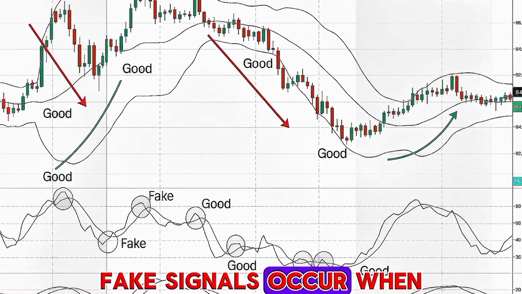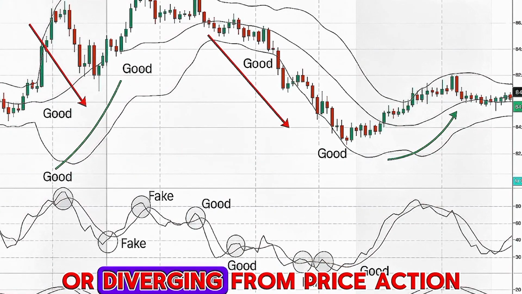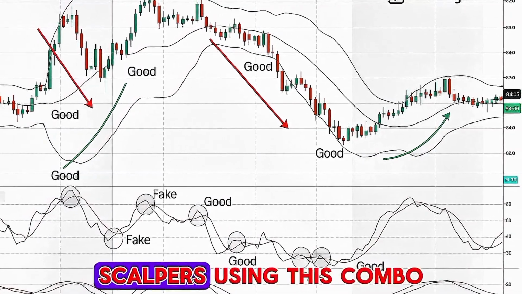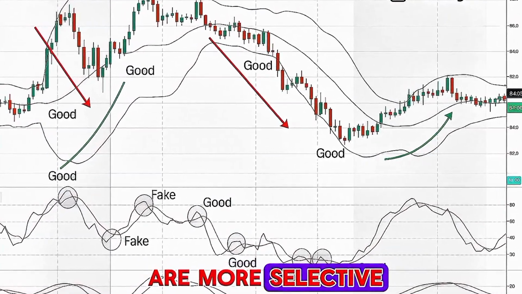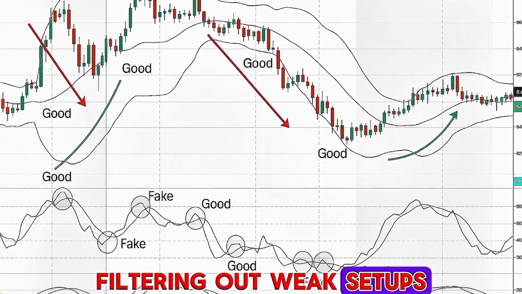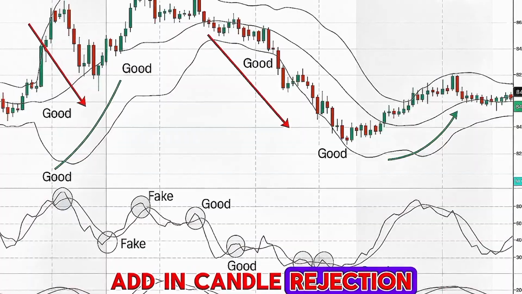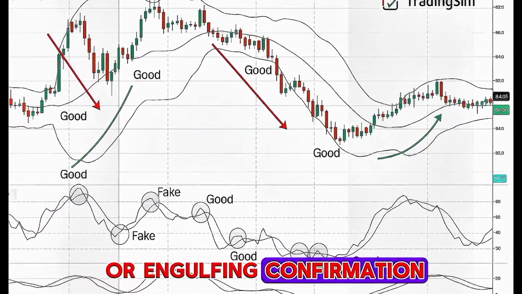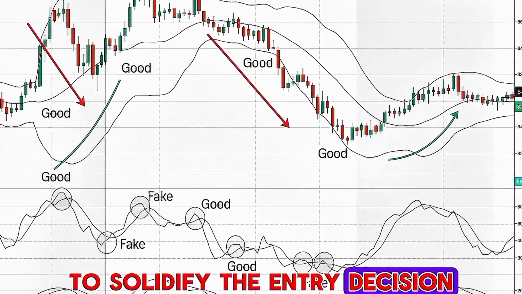Fake signals occur when the stochastic is flat or diverging from price action. Scalpers using this combo are more selective, filtering out weak setups. Add in candle rejection or engulfing confirmation to solidify the entry decision.